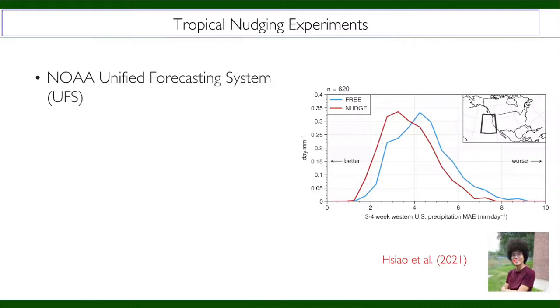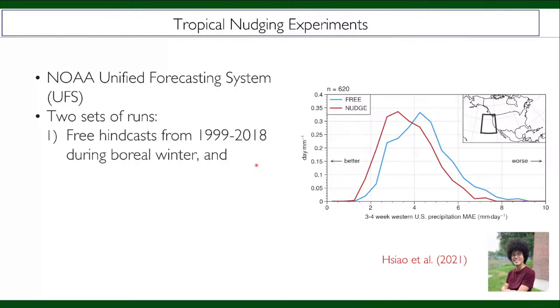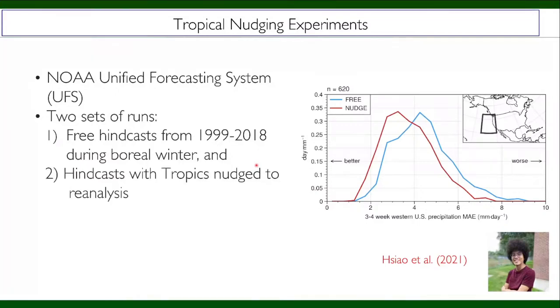So what we're doing in these experiments is using the NOAA Unified Forecasting System. And we have two sets of runs that we're analyzing. One set of runs is free hindcasts from 1999 to 2018. So after initialization, everything is allowed to evolve freely. And then the other thing that we're looking at are hindcasts with the tropics nudged to reanalysis. And so we're basically nudging the tropics to maintain realistic MJO variability, Kelvin wave variability, all sorts of other equatorial modes.